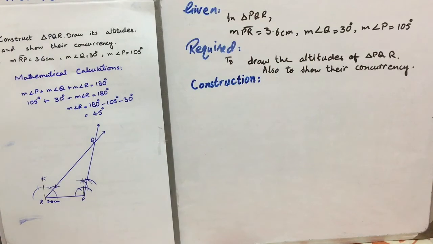Here I have drawn the triangle PQR with the given measurements. Now I will extend QP and RP towards P.